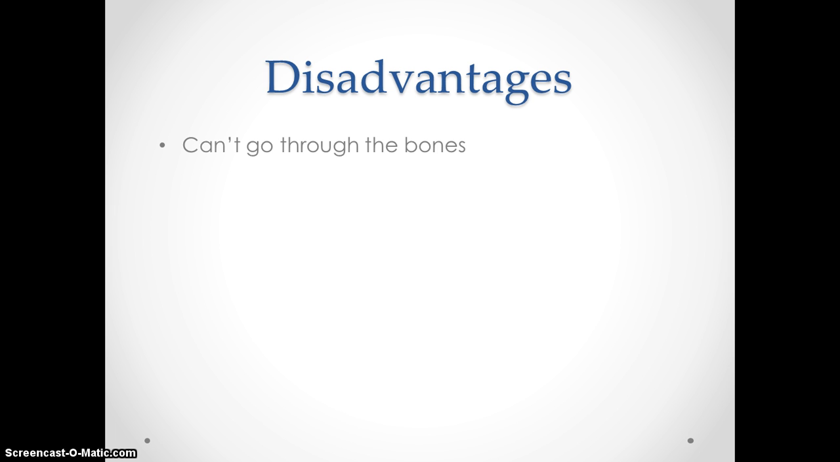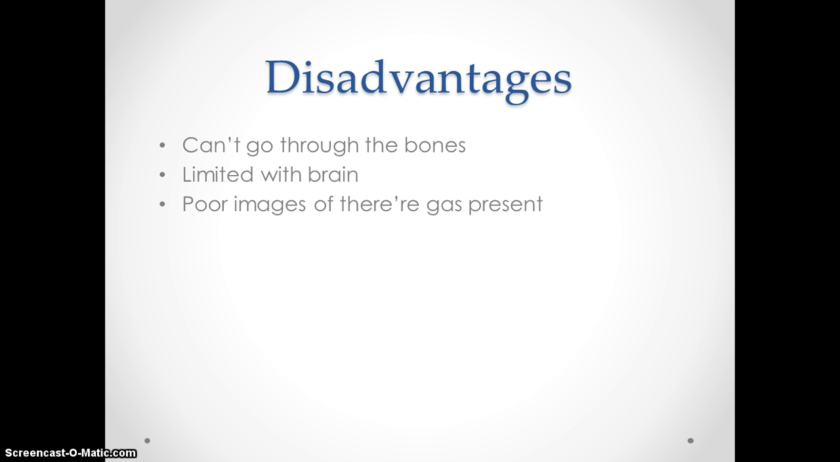Disadvantages. It cannot look through bones unlike X-rays, but improvements on it are being made. It's also limited with the brain and gives poor images if gas is present. This is because the waves don't pass through gas. For example, overlying gas in the gastrointestinal tract makes scanning the pancreas very difficult.